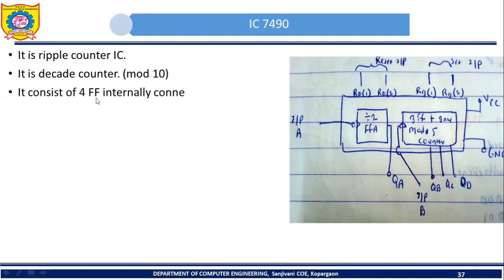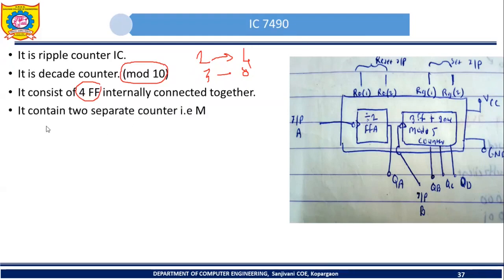It consists of 4 flip-flops internally connected together. Now we have seen that if we have 2 flip-flops, how many states are possible? 4 states, 2 raised to 2. If we have 3 flip-flops, 8 states are possible. Here we want a mod 10 counter. So in order to design a mod 10 counter, will 3 flip-flops be sufficient? No, we will require 4 flip-flops. So that's why in 7490 internally there are 4 flip-flops connected together.